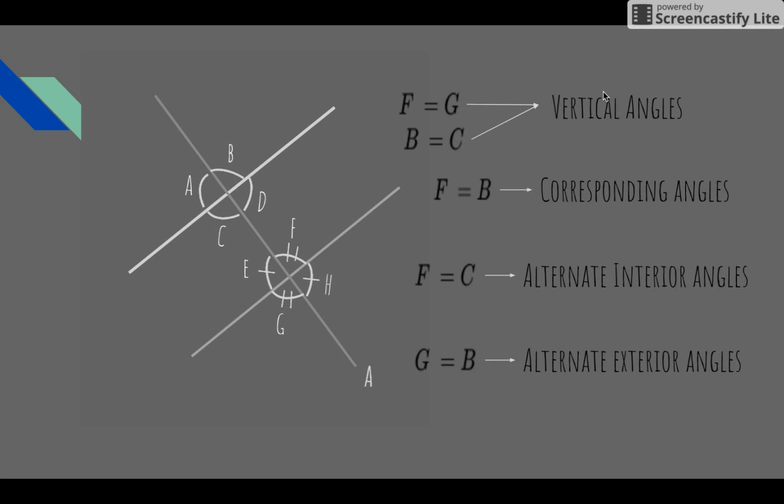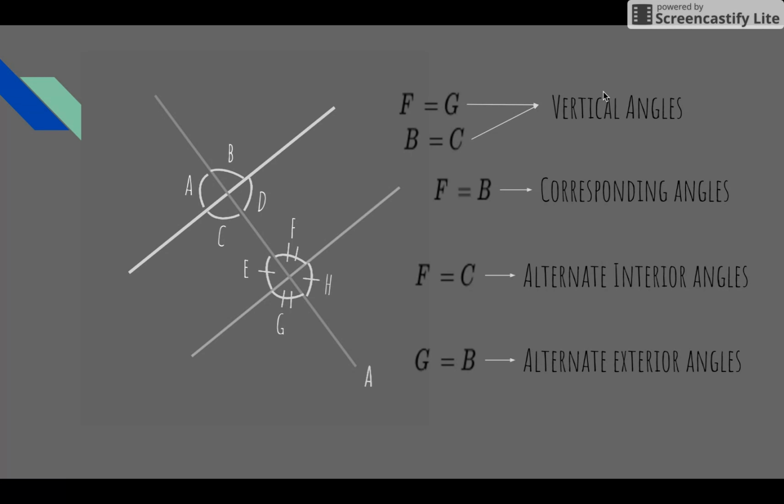Here's an example to help you better understand. Look at this diagram. We know from vertical angles that F is equal to G. We also know that F is equal to B because they are corresponding angles, and that B is equal to C because of vertical angles. So corresponding angles are equivalent, vertical angles are equivalent, and F is equal to C. So we would say alternate interior angles are equivalent.